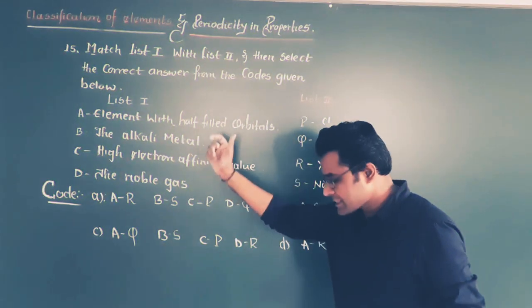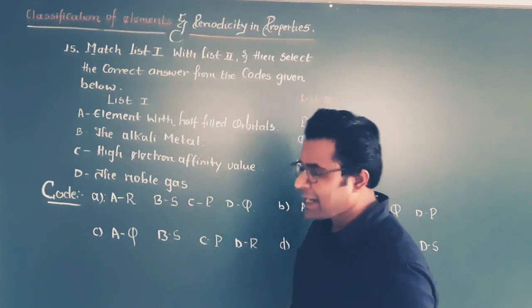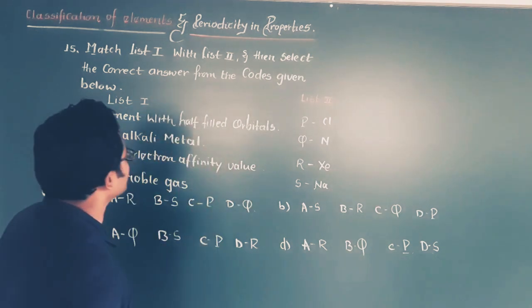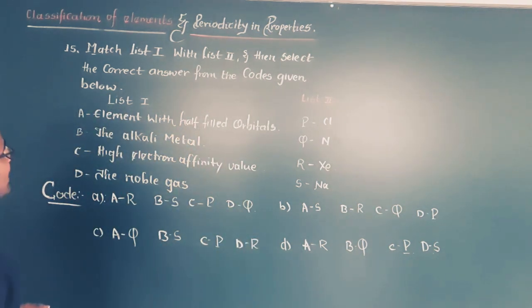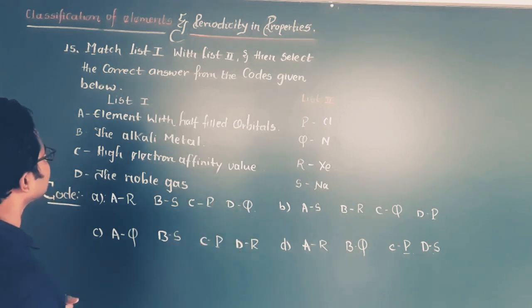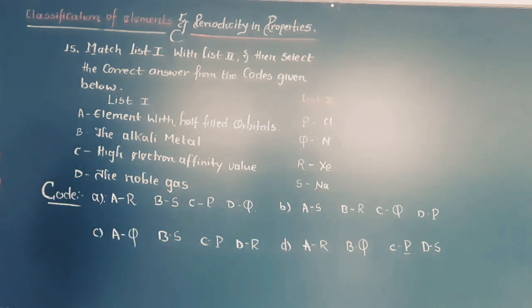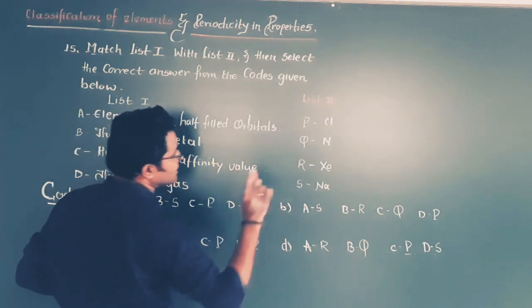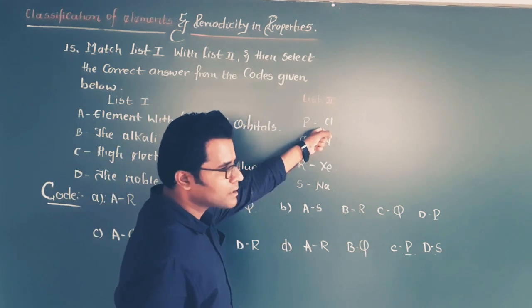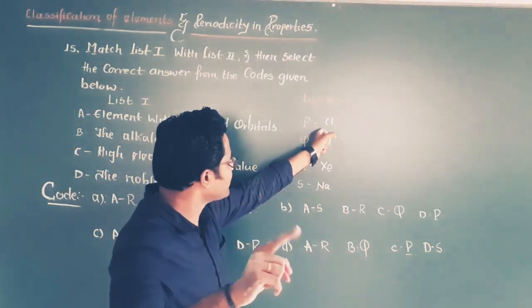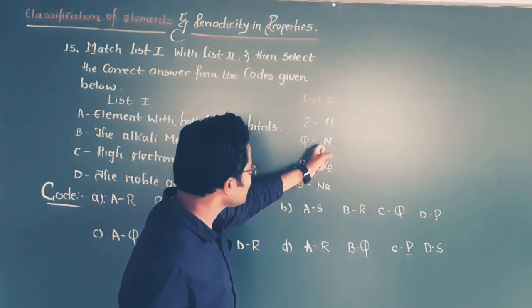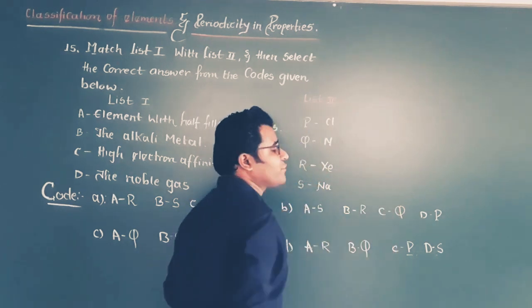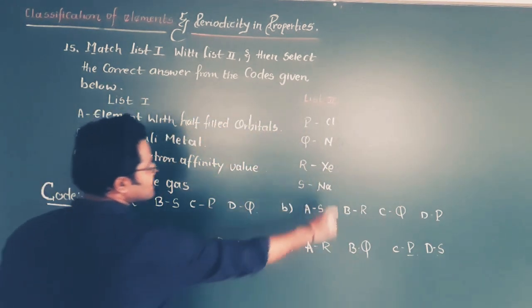Coming towards the next question, that is a match the following type of question, wherein we need to match the components of list 1 and list 2. Let us observe the question. Match the list 1 with the list 2 and then select the correct answer from the codes that are given. Okay, so first thing, the element with the half-filled orbital. Let's see. Chlorine, it requires one more electron to fill its outermost orbital, so it's not the answer. Nitrogen, yes. Nitrogen has p3 type of configuration and therefore nitrogen is the answer for the first one.